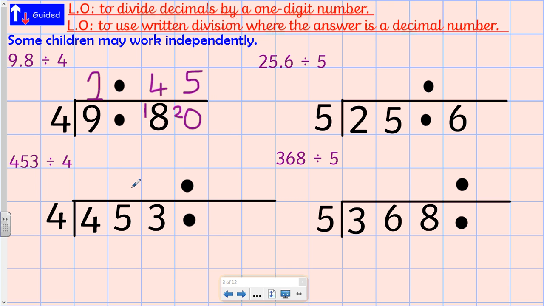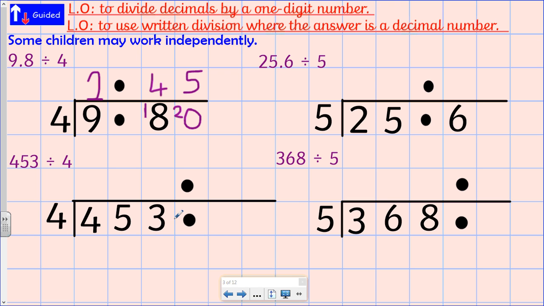Okay. I'm going to have a go at this one now. If you think you've got it from that one that we've just done, then pause the video if you haven't had a go independently yet, and you could now try this next one down here on your own and then come back and play the video. So I've got 453 divided by 4.